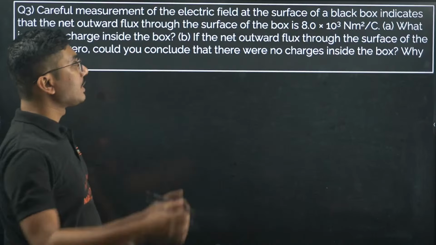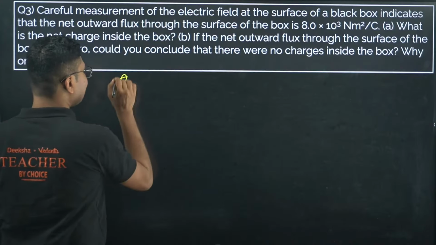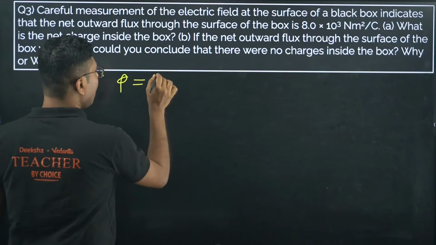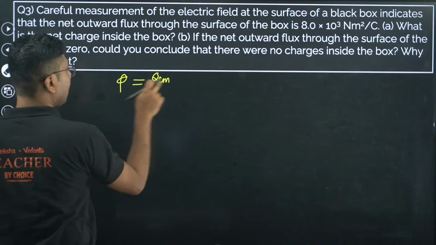So black box, the flux is given. So flux is given, that is Q enclosed by epsilon naught is given.